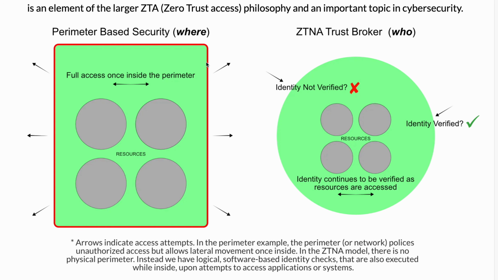That means if your perimeter's breached, an attacker can then pivot and gain a greater foothold. So a perimeter-based model is where you're at. You're either outside or inside. With zero trust, it cares who you are, not where you are. So is your identity verified? Good, then come on in. But once you're inside, it continues to verify your identity as you move around in it, as resources are accessed.